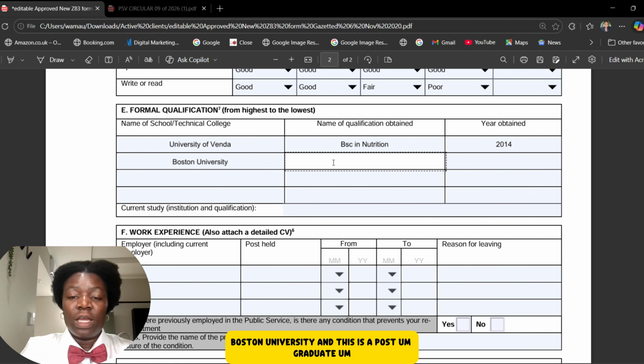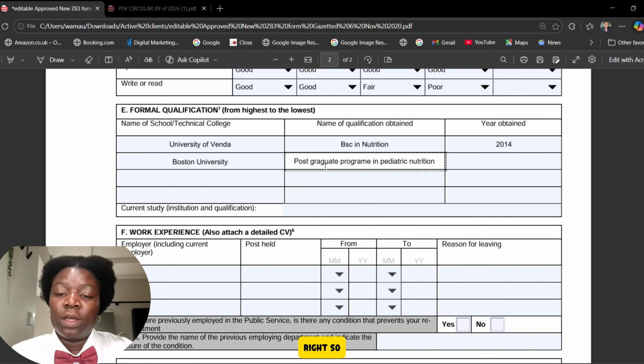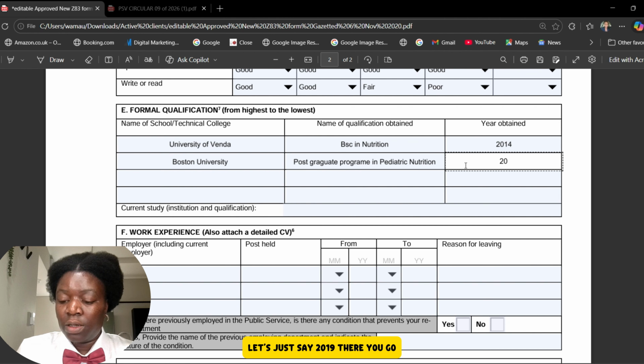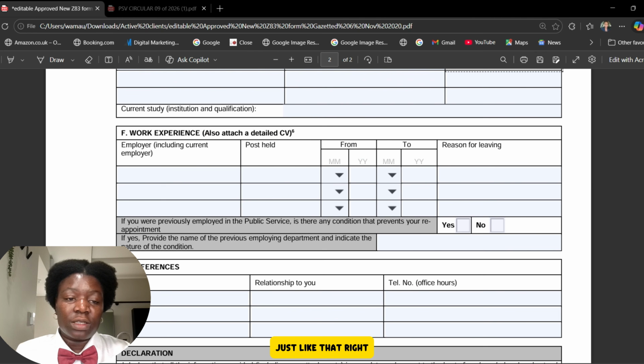Okay, Boston University, and this is a postgraduate program. I'm just giving an example. In pediatric nutrition, right? So that is the other qualification or certificate that I have, and then I did it in 2019. Let's just say 2019. There you go. So you're gonna fill the rest of your qualifications there, just like that, right?